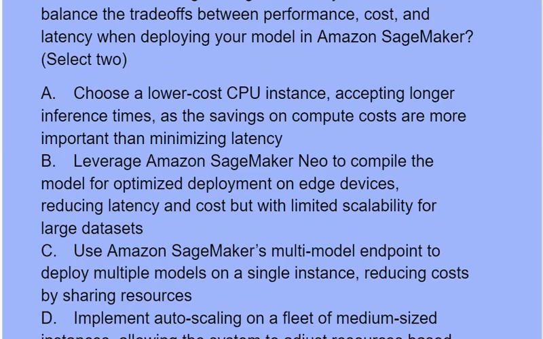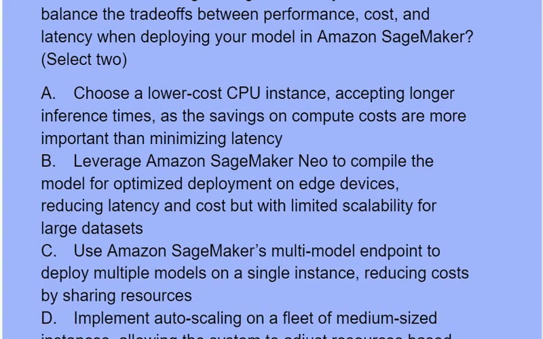Option A, choose a lower cost CPU instance accepting longer inference times as the savings on compute cost are more important than minimizing latency. Option B, leverage Amazon SageMaker Neo to compile the model for optimized deployment on edge devices, reducing latency and cost but with limited scalability for large datasets.